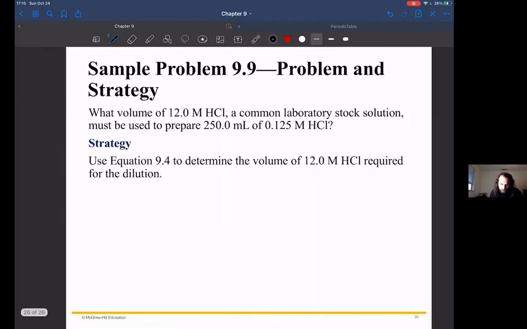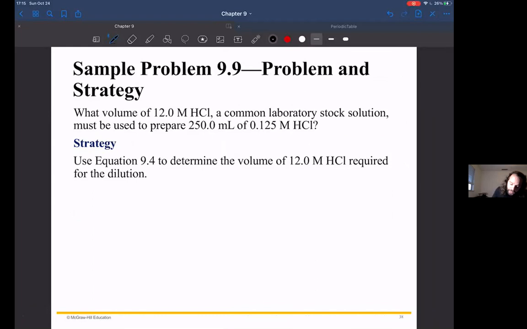Okay, so let's do an example here. We're going to have a concentrated stock solution that's 12 molar hydrochloric acid. We want to know what volume of that stock solution we have to use in order to make 250 milliliters of 0.125 molar HCl. So we're going from a 12 molar solution to a 0.125 molar solution, diluting our stock.